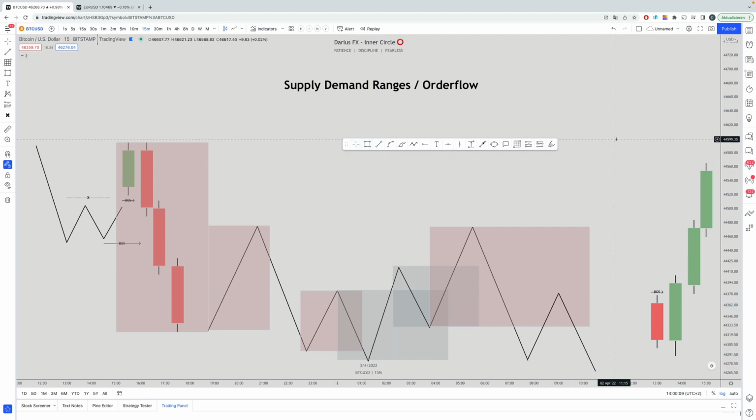You just need to understand that the idea of it is just for price to come from a mitigated into an unmitigated range. And what you can do, of course, is always map out the refinements and so on. So we will use all the other confluences together.